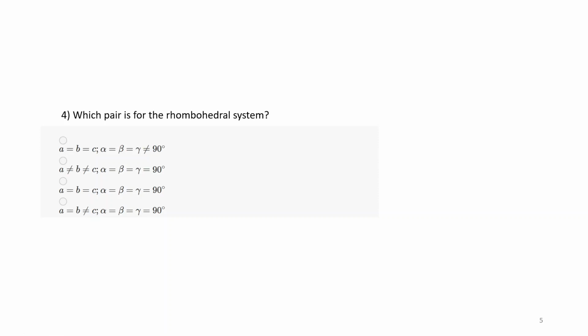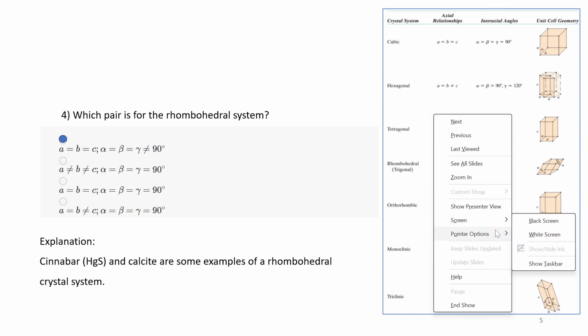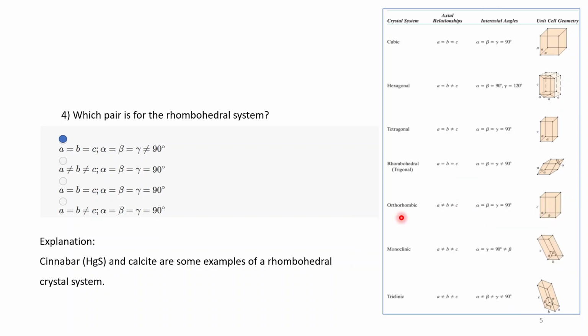The next question is, which pair is the rhombohedral system? These are various relationships. Among these, A equal to B equal to C will be your rhombohedral type of structure, where all these A, B, C are equal, and alpha, beta, gamma are equal and not equal to 90. So this will be your rhombohedral type of structure, which is found in cinnabar and calcite.